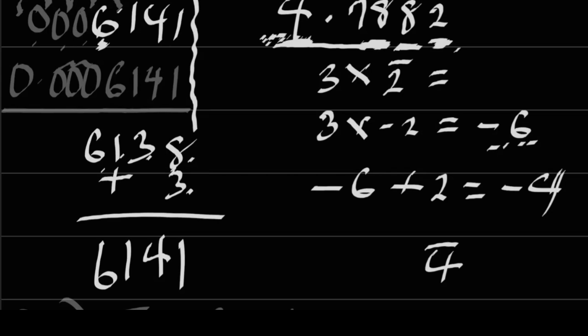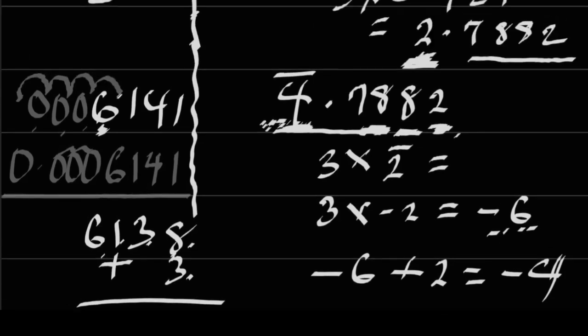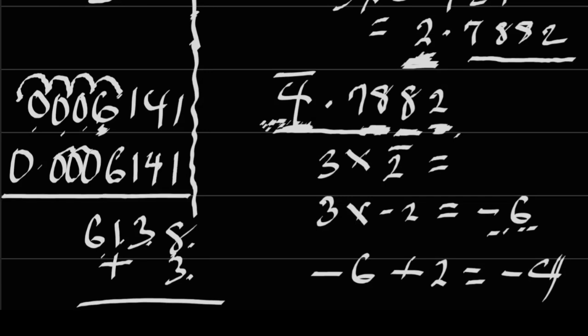If we have bar 4, we will move the decimal 4 times. That will be 1, 2, 3, 4. The decimal is here now. Then we'll fill all these spaces with 0, and then put 0 here before the decimal. So our answer will now be 0.0006141. That's our answer.